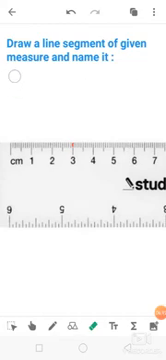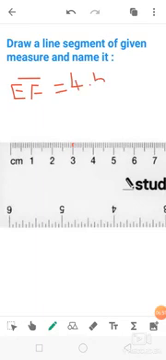So we will solve one more sum. Line segment EF is equal to 4.5 centimeter. 4.5 centimeter, as I said, the first thing we have to mark 0. After 0, 4.5.